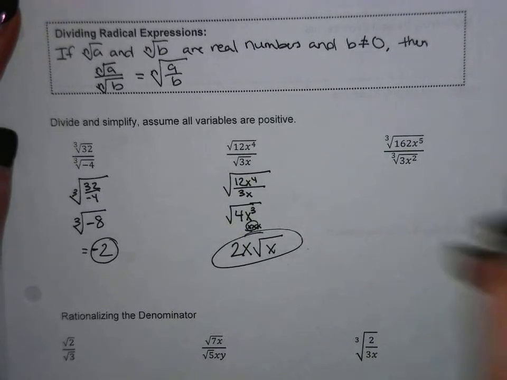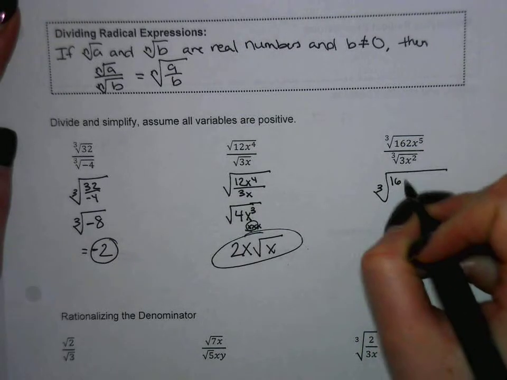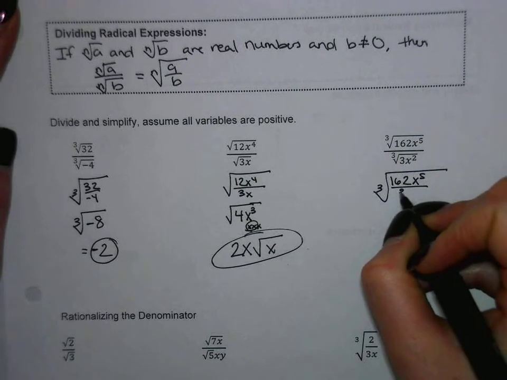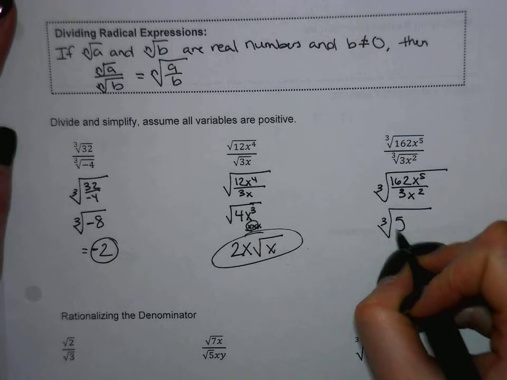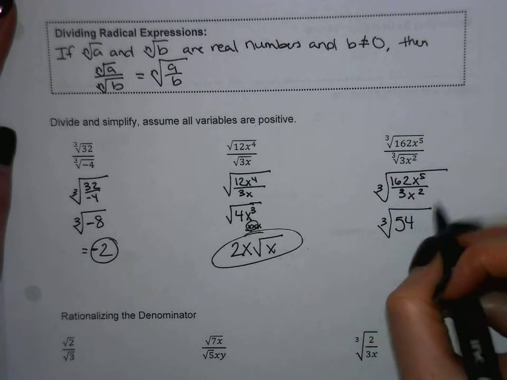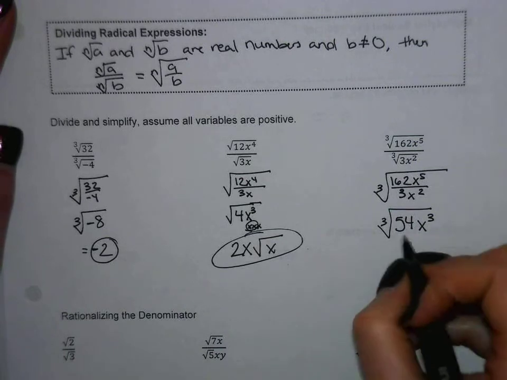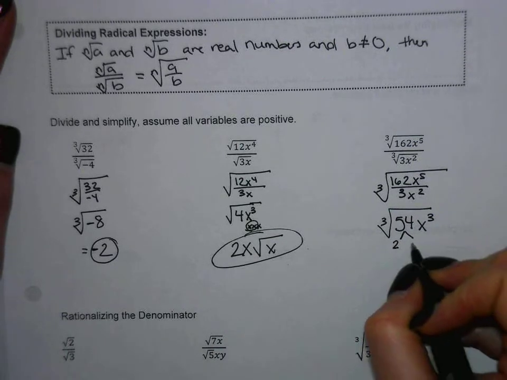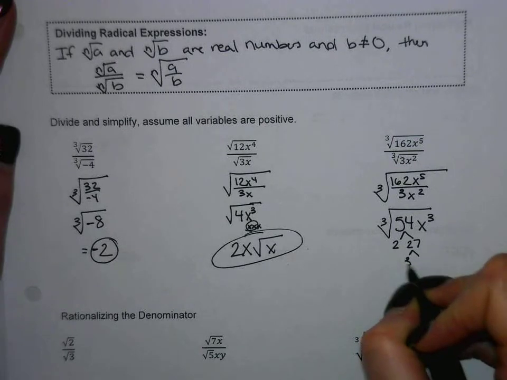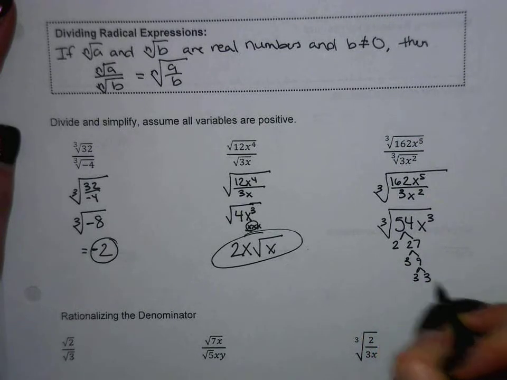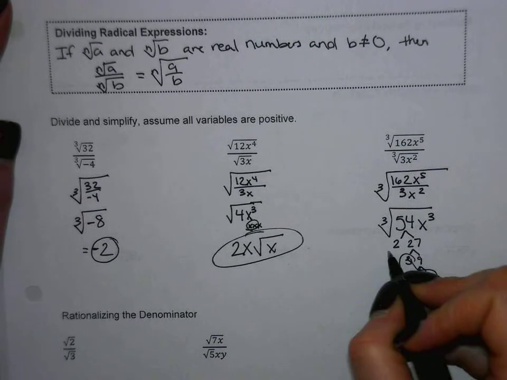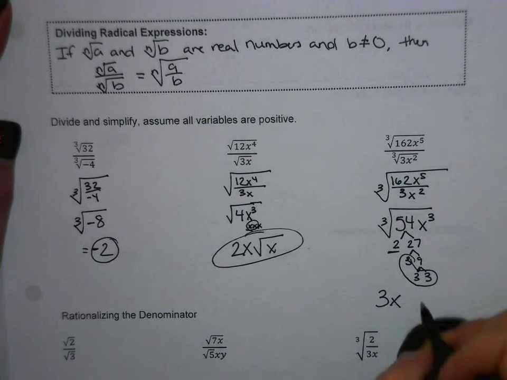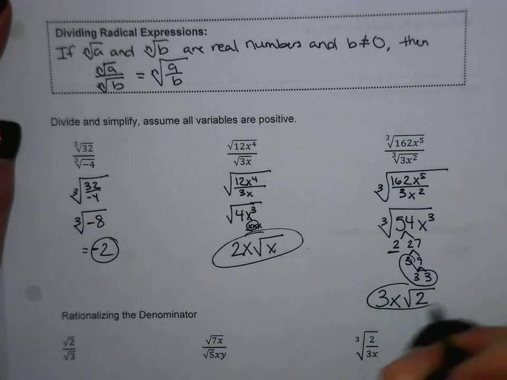Alright, let's take a look at our last one. We have the cube root of 162 x to the 5th divided by 3 times x squared. 162 divided by 3 is 54. x to the 5th divided by x squared is x to the 3rd. Let's factor 54: it's 2 and 27, 3 and 9, 3 and 3. So we have one grouping of 3 and a 2 left over. Taking out our x, it's 3x times the cube root of 2.